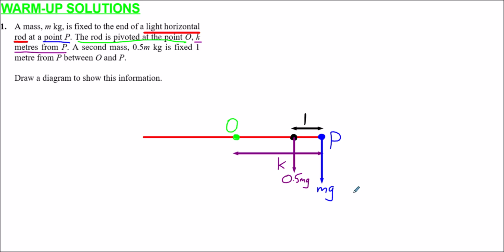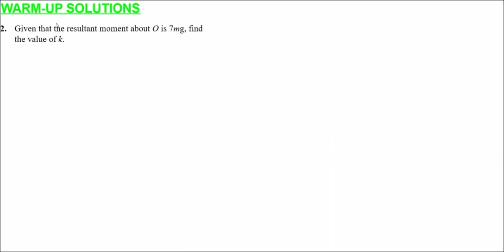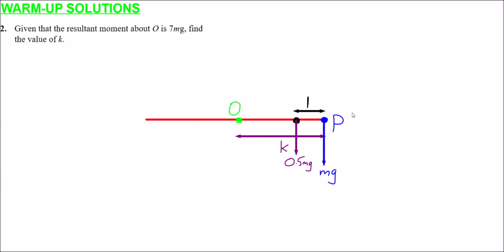We've drawn the diagram. The next thing to do now is to answer some questions relating to this diagram. So let's move on to question 2. Question 2 says, given that the resultant moment about O is 7 mg, find the value of k. This relates to question 1 where we drew the diagram. So let's just remind ourselves of what we drew from before. That's what we had. Now let's fill in the details and work out what this value k is.